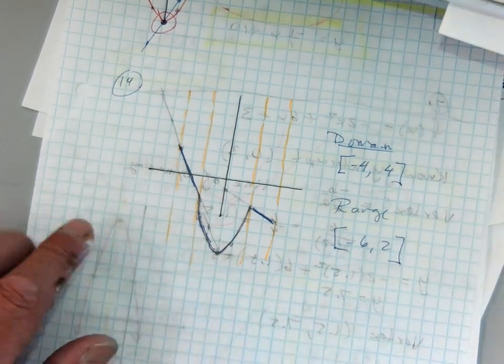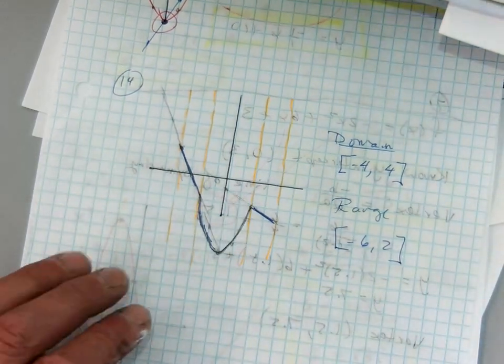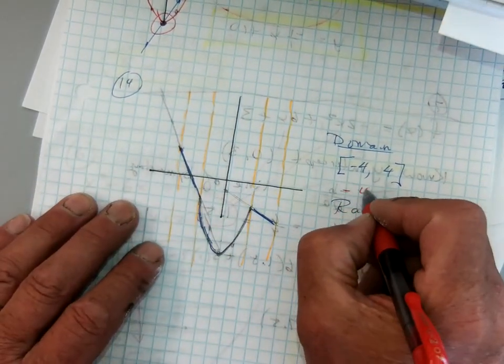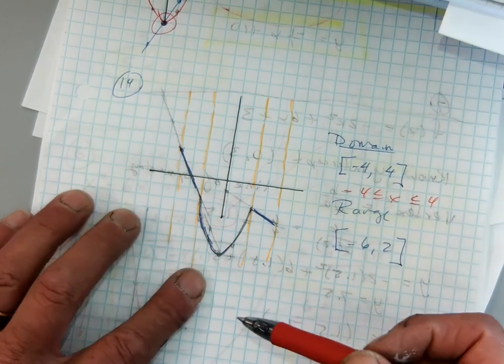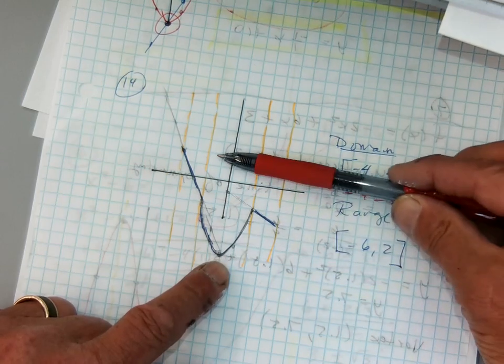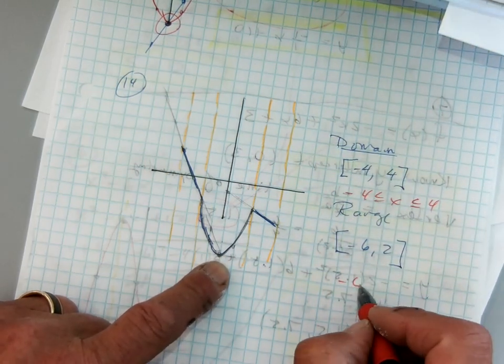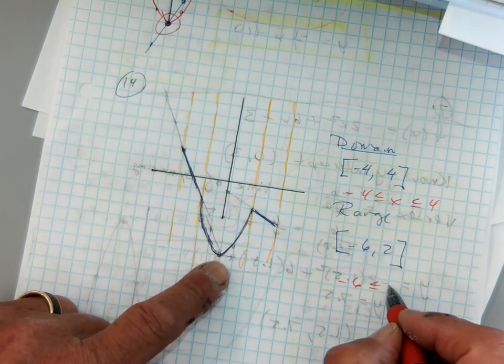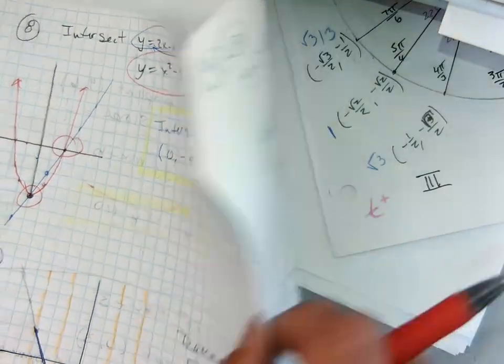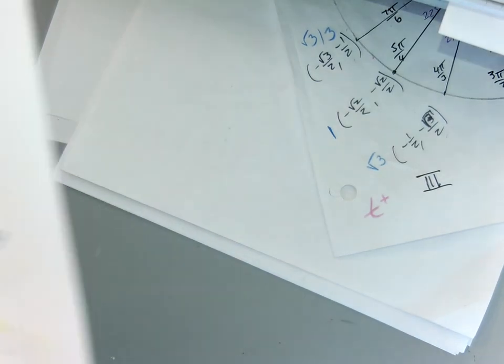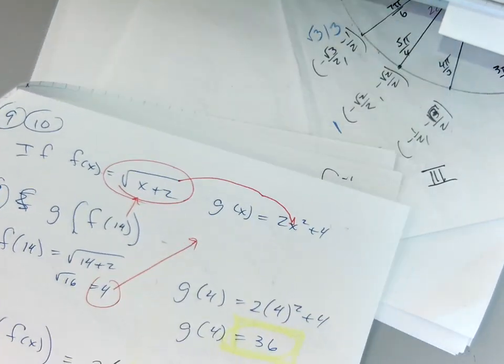Domain then has to be between negative 4 and 4. I did interval notation. You can do set notation if you would like. I just like interval notation. And then my range is between negative 6 and 2. Same thing, you can do interval notation or you can do set notation. Either way works. Okay, so that's 14. Almost done. I'm going through it fast because we did this in class, so you should have this.